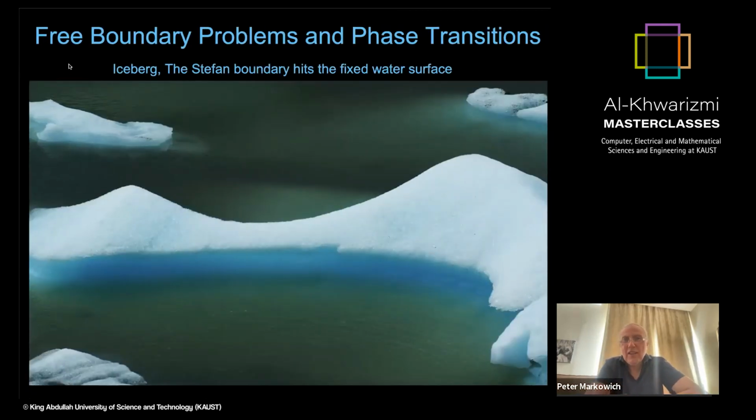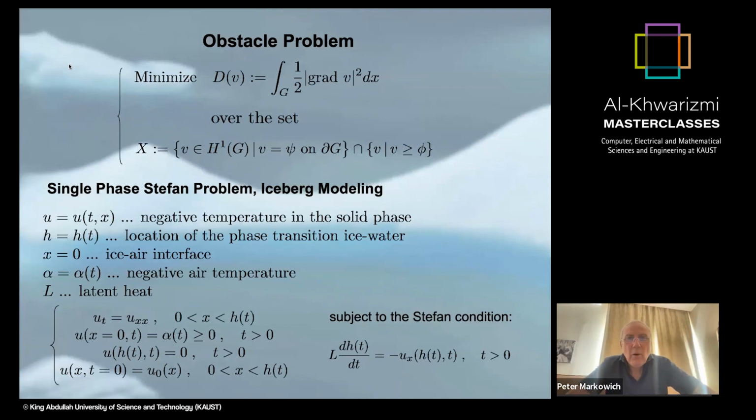Okay, now this is interesting. Free boundary problems, phase transitions. Iceberg. So you have an iceberg and you're interested in describing the interface, that is the boundary where the iceberg hits the fixed water surface. And the mathematical problem behind it is essentially a single phase Stefan problem, which can be used for iceberg modeling. And it's a classical case of a free boundary problem where the unknown is not only a function, but is also a geometric object, right? That is the free boundary.